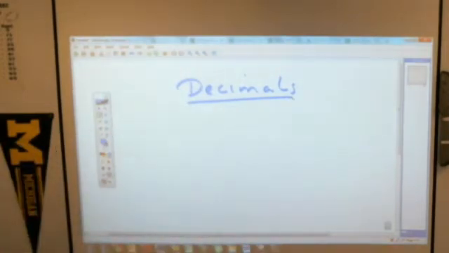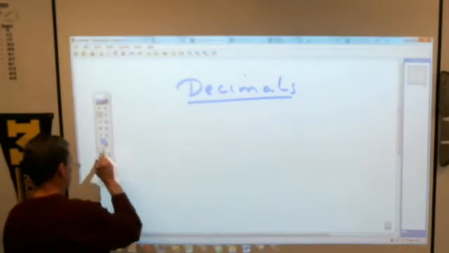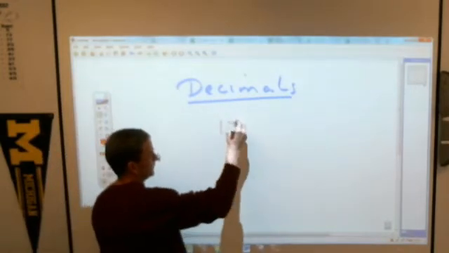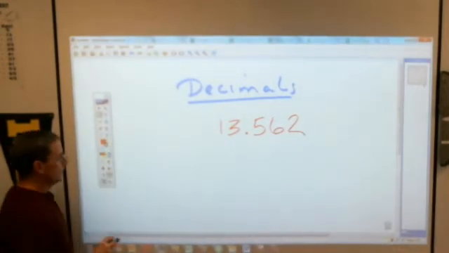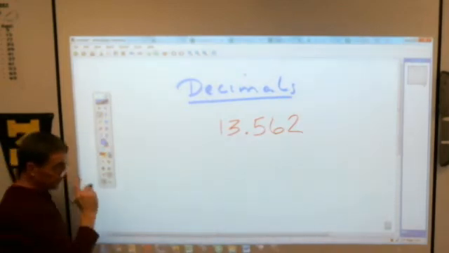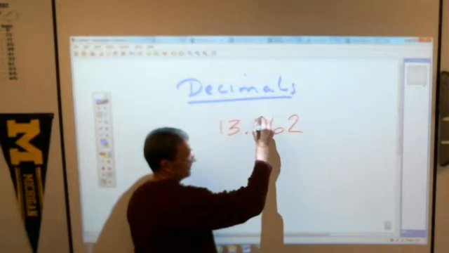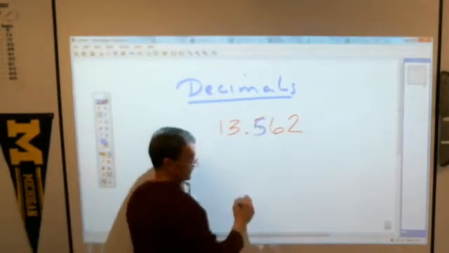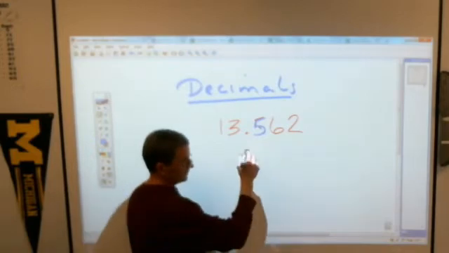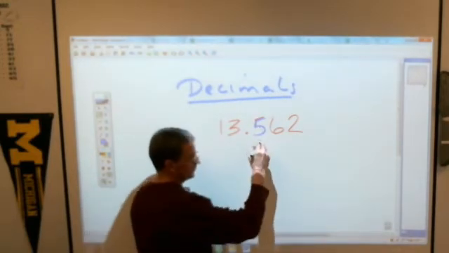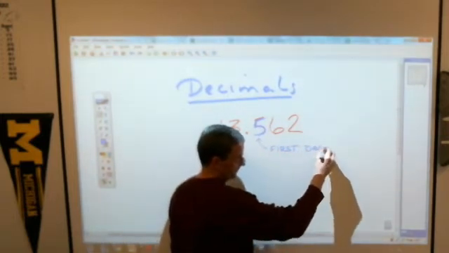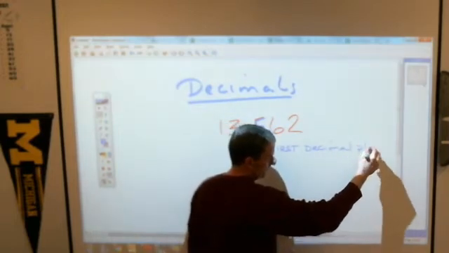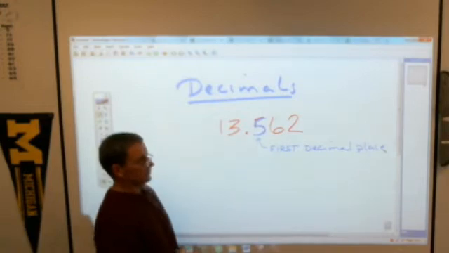Just a couple points of clarification today with decimal numbers. Point number one, let's say I've got this decimal number, 13.562. Some people get confused on this, so it's good to explain it. This 5 is in what decimal place? It's in the tenth place, but sometimes math books or math people will just call this the first decimal place. It means the same thing as the tenth place, but that's the first decimal place.